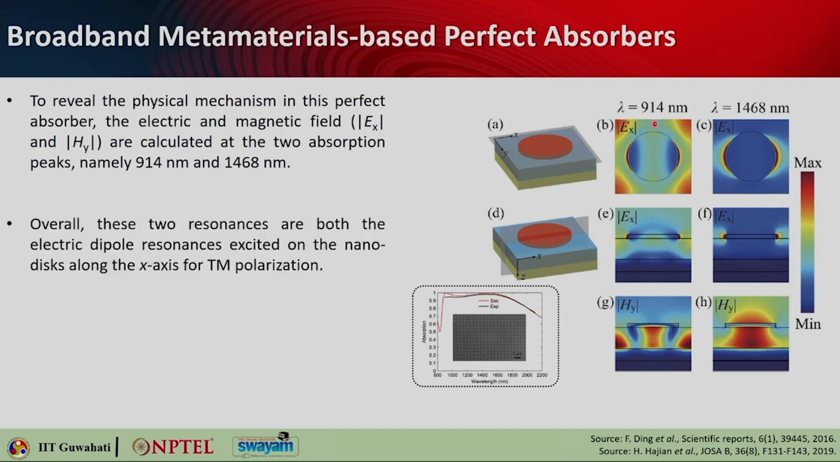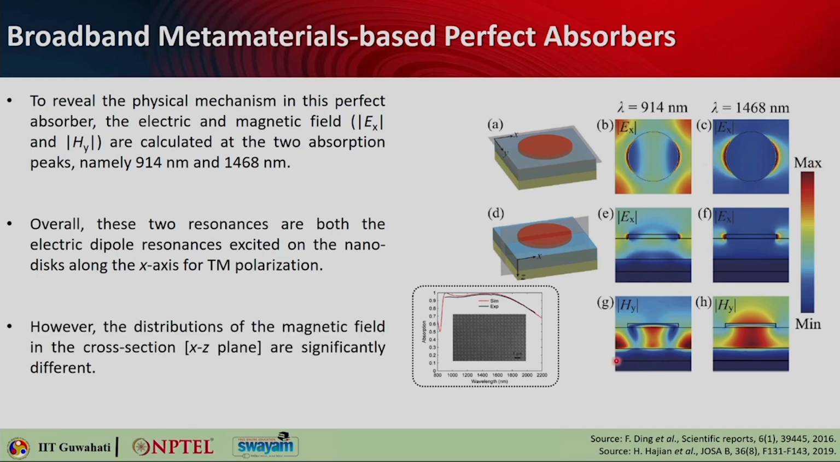If you look into the electric field distribution, these two resonances both look like electric dipole resonances on the nanodiscs when you are considering the TM polarization. However, the magnetic field distribution that you see here is pretty different in these two cases. If you also analyze the origin of this peak, the short wavelength resonance that you are seeing at 914 nanometer is considered to be the propagating surface plasmon, PSP, resonance that comes between the continuous gold film and the silica spacer, where the magnetic field is not only strongly confined in the gap region between the nanodiscs but also strongly enhanced between the nanodiscs.